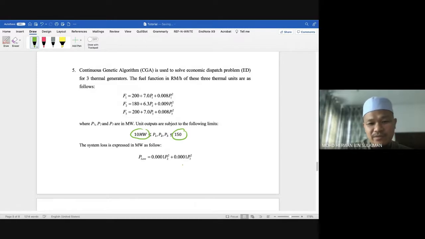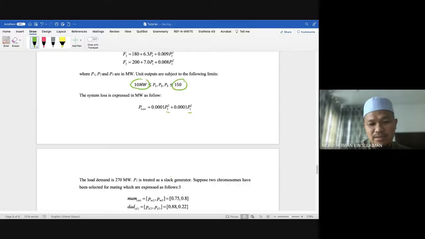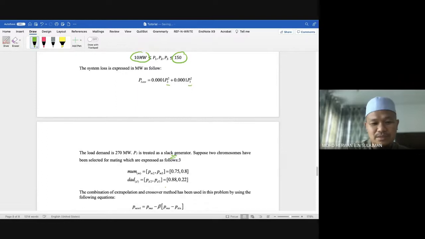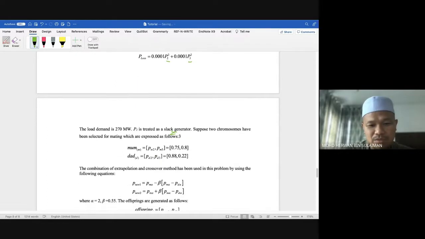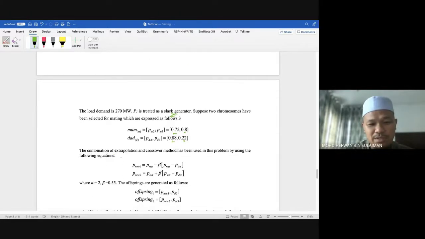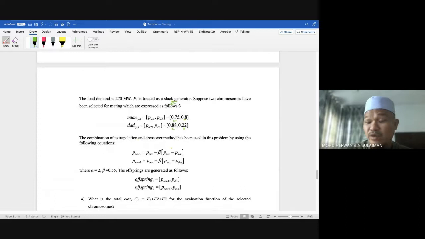And then you have P loss, P2 square, P3 square, meaning that your P1 is your slack generator. Suppose two chromosomes have been selected. So let's say you have mom, P2, P3, and dad, P2, P3: 0.75, 0.8, 0.88, 0.22. So we do the combination of extrapolation and crossover that we have learned in the previous section.